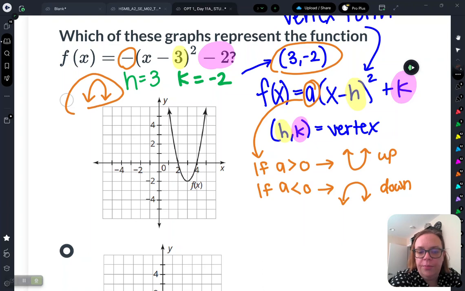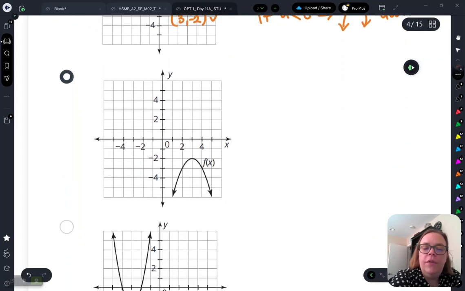So our first option here, (3, negative 2), is right here. That is the vertex. So the vertex checks out, but notice it opens up. That's a problem. So that eliminates this one. If you look right here, this is (3, negative 2), and it opens down. This is our answer.